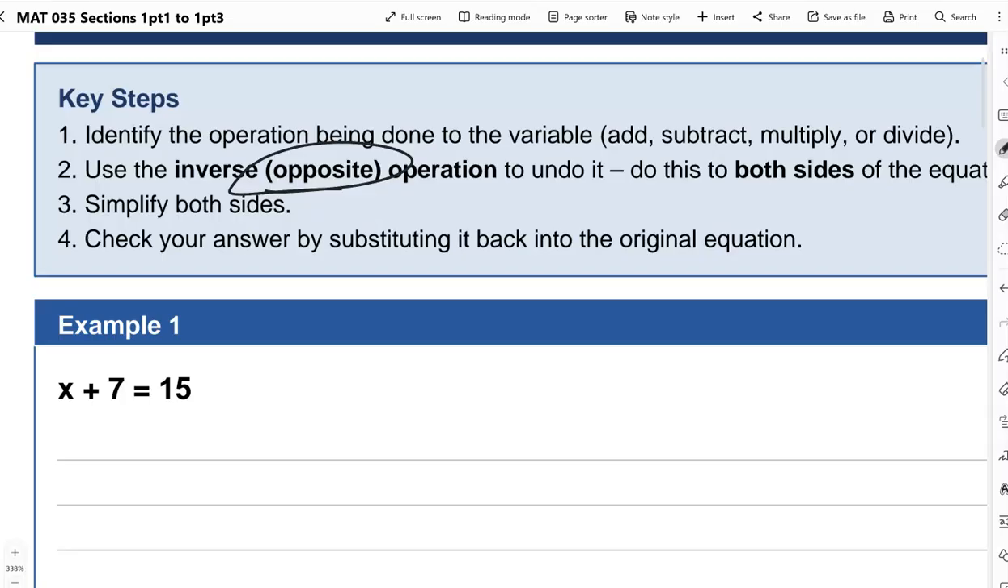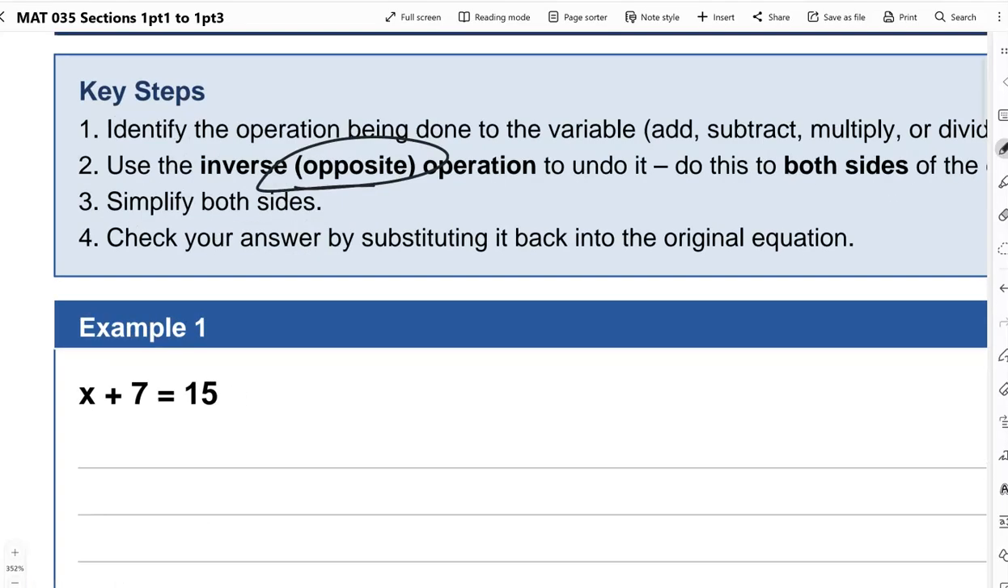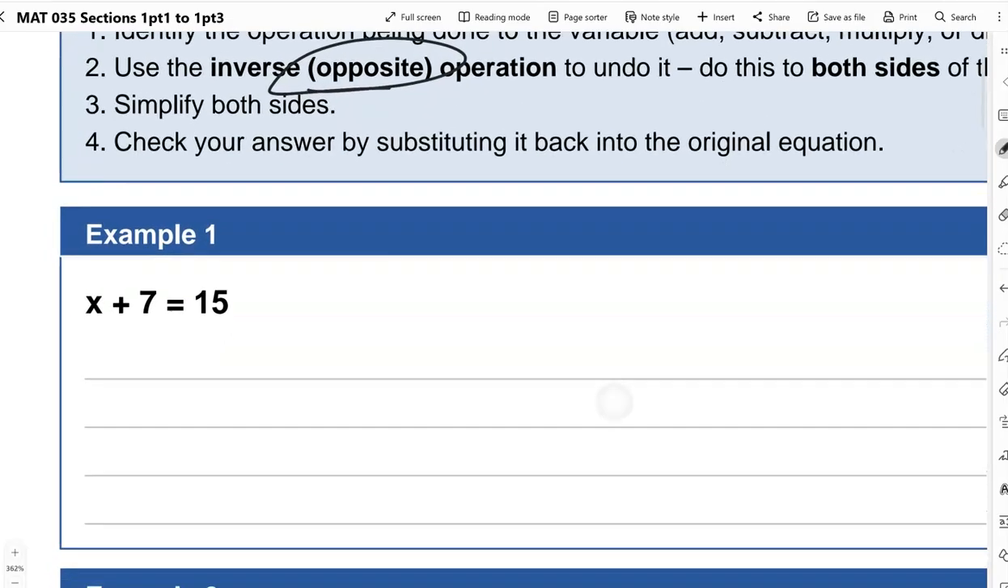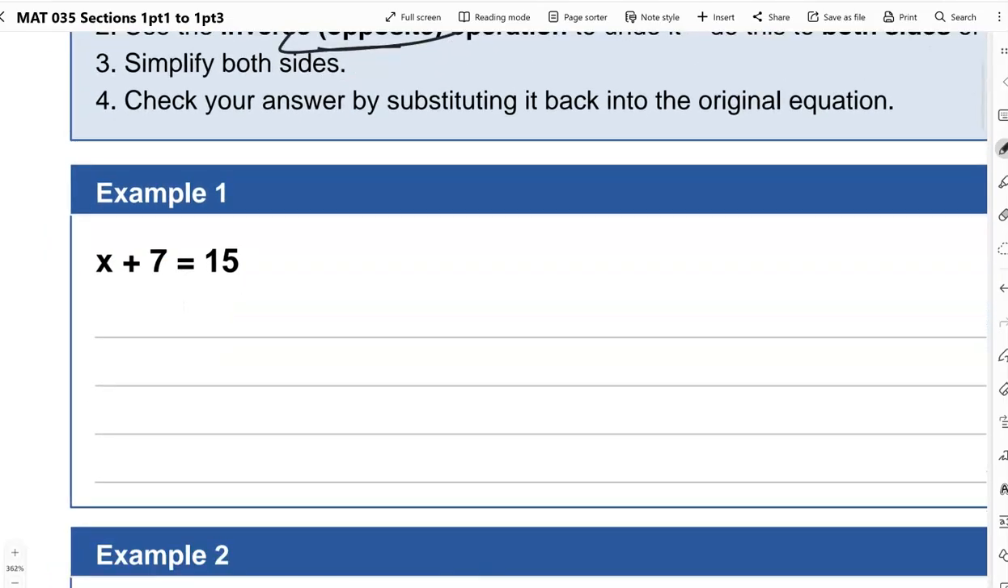In example 1, we have x plus 7 is equal to 15. We want to do the opposite. The opposite of adding 7 is subtracting 7. And to do that, legally, we have to do it to both sides of the equation. So what is a side of an equation? The equals is what separates the sides of the equation.